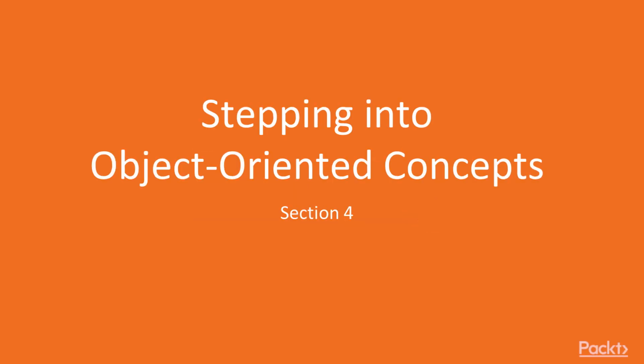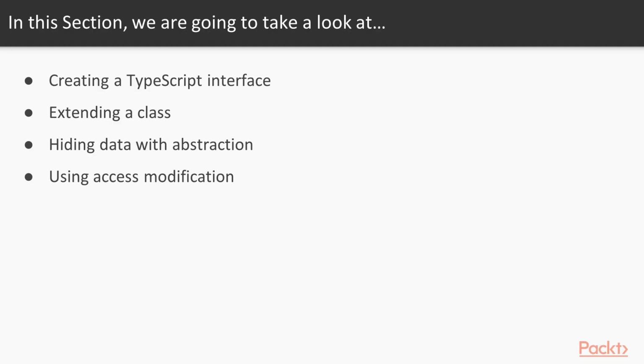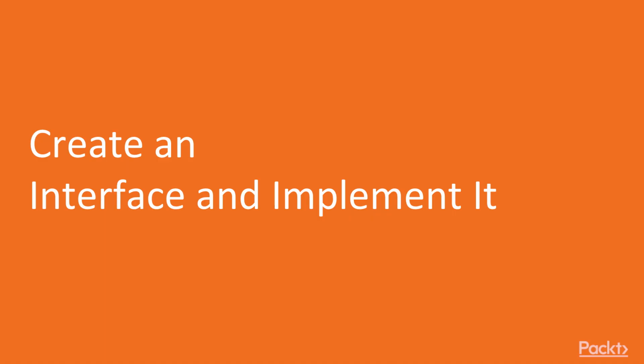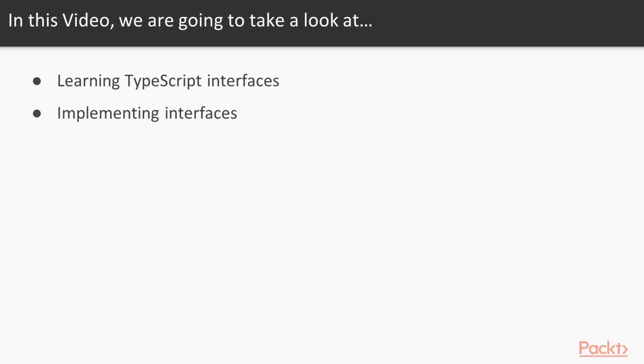Hi, and welcome to the fourth section of the Mastering TypeScript Programming Techniques course, where we'll learn about stepping into object-oriented concepts. In this section, we'll learn how to create and implement a TypeScript interface, how to extend a class, how to hide the data with abstraction, and how to use access modifiers. We'll get familiar with TypeScript interfaces, and we'll learn how to create and implement them.